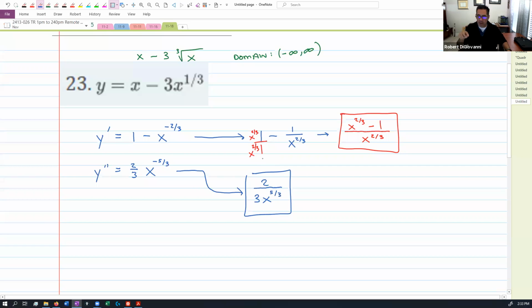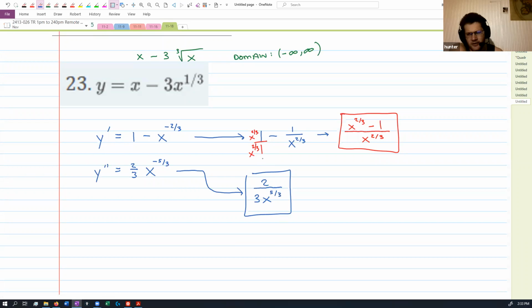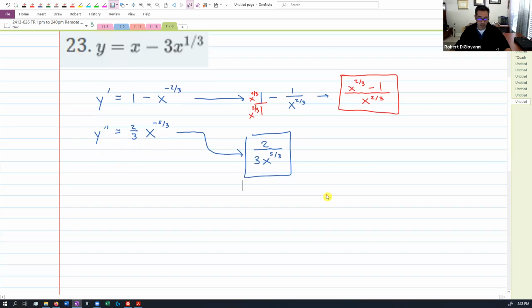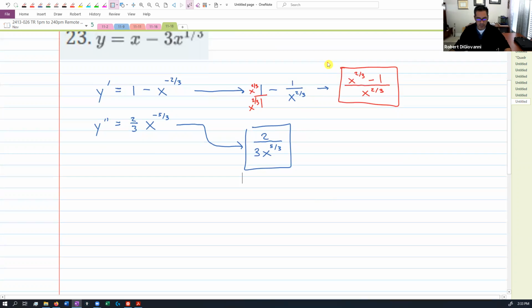We still have time. I think we can set, if we set that second derivative to 0, what would happen? No solution. Yeah. So we have some interesting stuff here.